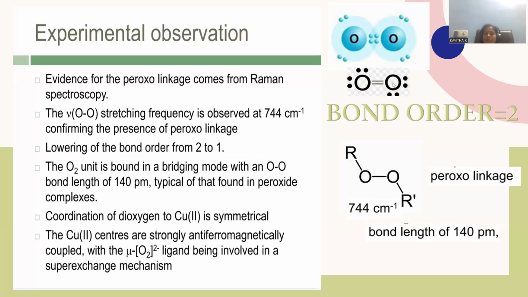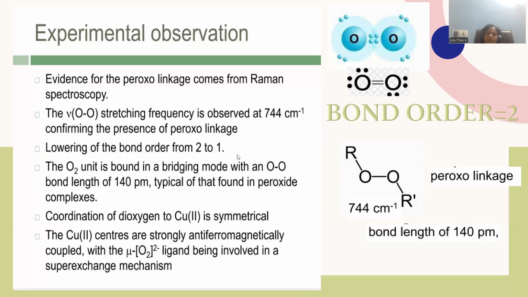Experimental observation: how is oxygen existing in a peroxy linkage? What evidence can you observe for this bond order change from a double bond to a single bond? How does the experimental evidence justify the peroxy linkage between the 2 copper units? The evidence is taken by recording the Raman spectroscopy. The oxygen stretching frequency is observed at 744 centimeter inverse. This is responsible for the peroxy linkage within the molecule, confirming the existence of an oxygen single bond rather than a double bond, lowering the bond order from 2 to 1. The bond order of molecular oxygen is 2, but whenever a peroxy linkage is generated, it shrinks to 1.